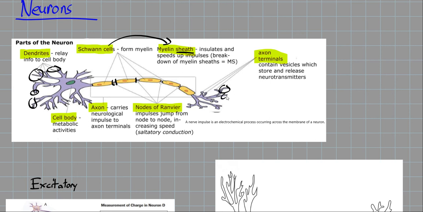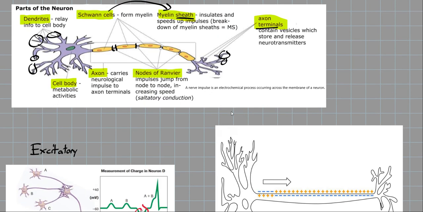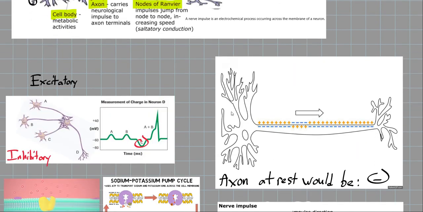At the end, we have terminals, and the terminals are where the signal gets passed on to another neuron or to another effector cell. We call this an electrochemical process because the signal is sent with a change in, well, voltage. But the voltage is generated by moving around ions. So the electro part is talking about the charge, and the chemical part is talking about, well, we're actually moving mostly sodium ions and potassium ions back and forth.